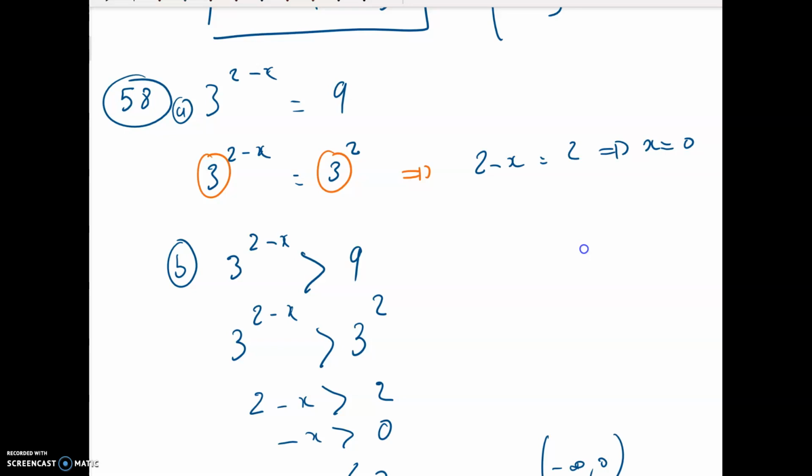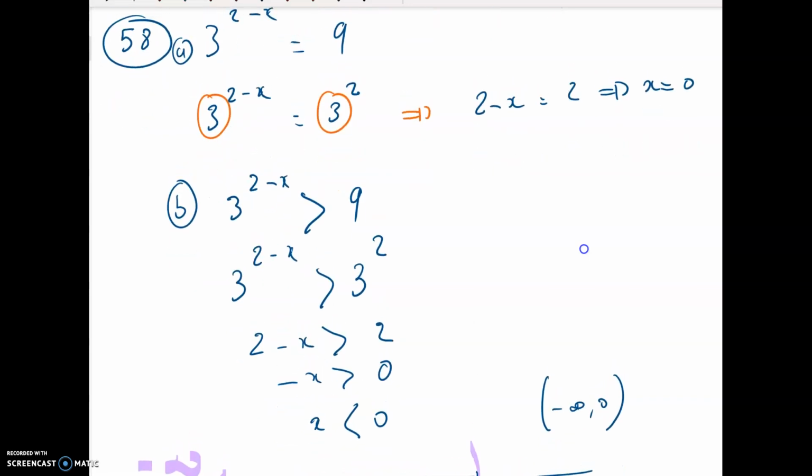We are dealing with an equation, so we have one specific value of x. When we are dealing with an inequality, we apply the same rule regarding trying to have the same base, but this time we end up with 2 to the minus x greater than 2, which gives negative x greater than 0. And if I divide by negative 1 both sides, because I have to divide by negative 1 to get rid of this negative 1 right here, when I divide, I flip my symbol.